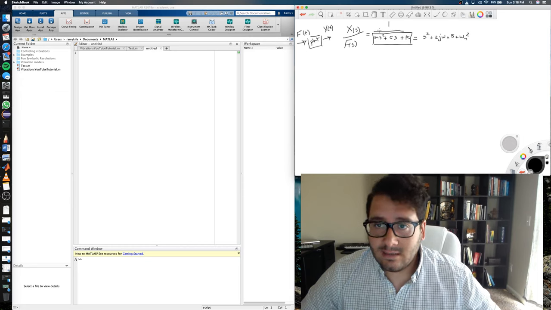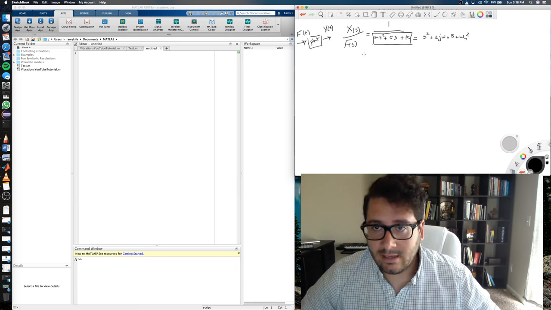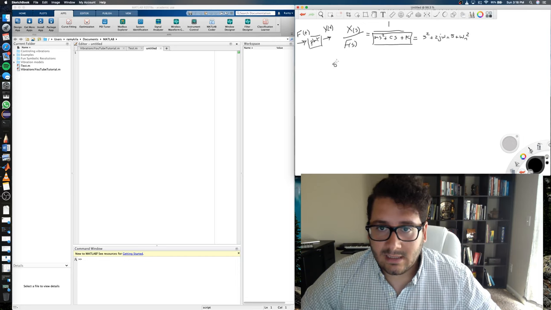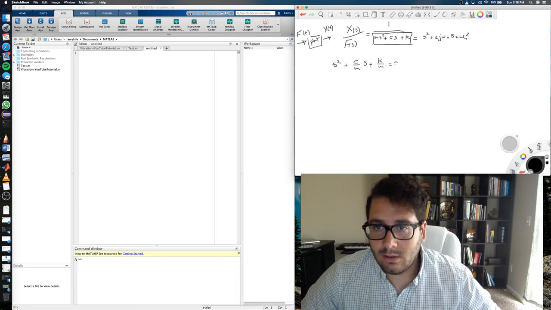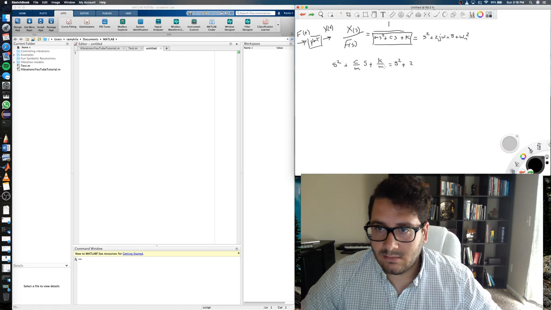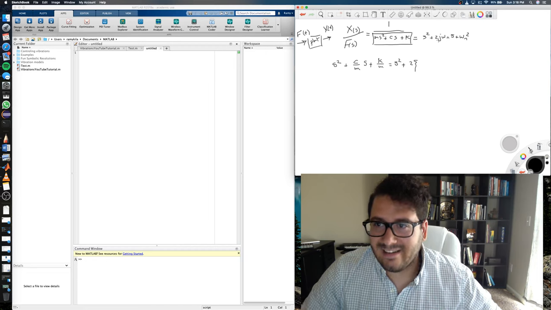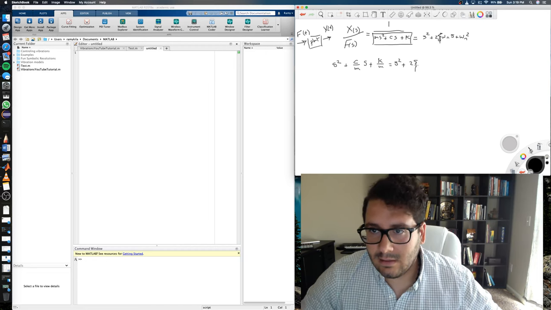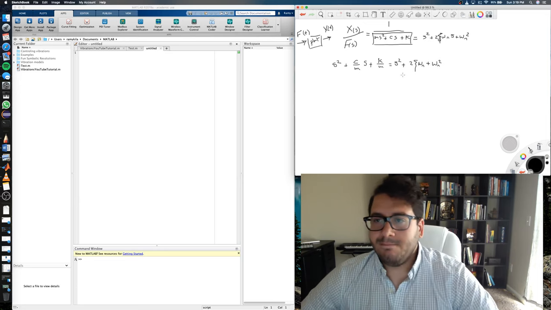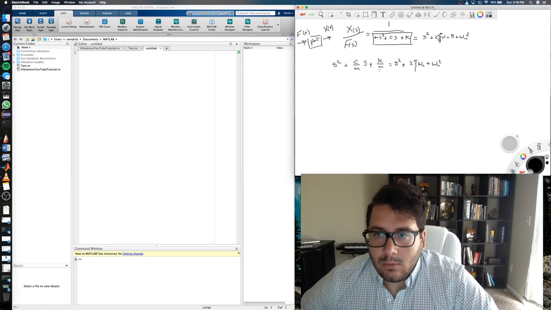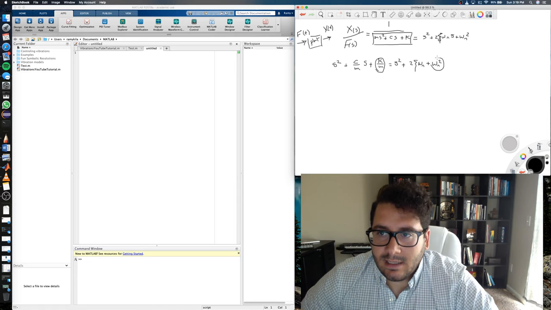So right away when I see this, I have to go through and divide the m through. That will give me s squared plus c over m s plus k over m is equal to s squared plus 2 zeta omega n s plus omega n squared. Oh, this is not a j. I'm not sure why I wrote it as a j. Both of those are zetas. Okay. So right away, I can see the connection here.